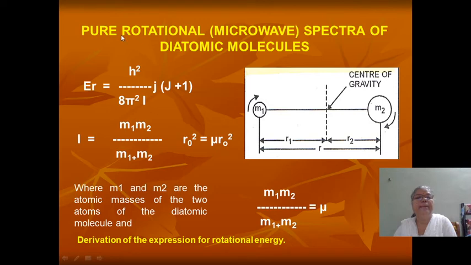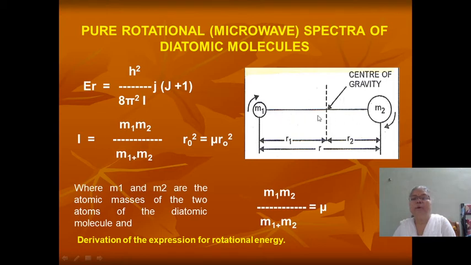Our first point here is the pure rotational spectra of a diatomic molecule. Suppose this is a diatomic molecule. This M1 atom is, suppose, our hydrogen atom, and the M2 atom is our Cl atom. The HCl molecule is a diatomic molecule, and this one is the bond length. Here the rotation of this diatomic molecule takes place at the center of gravity. The center of gravity does not change, and rotation takes place as end over end rotation.